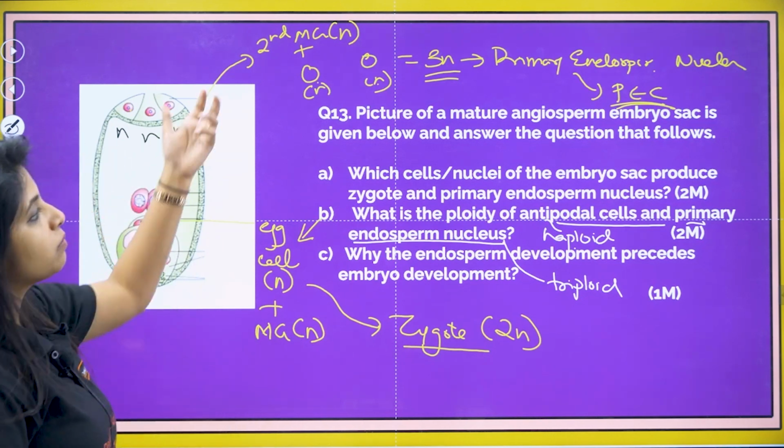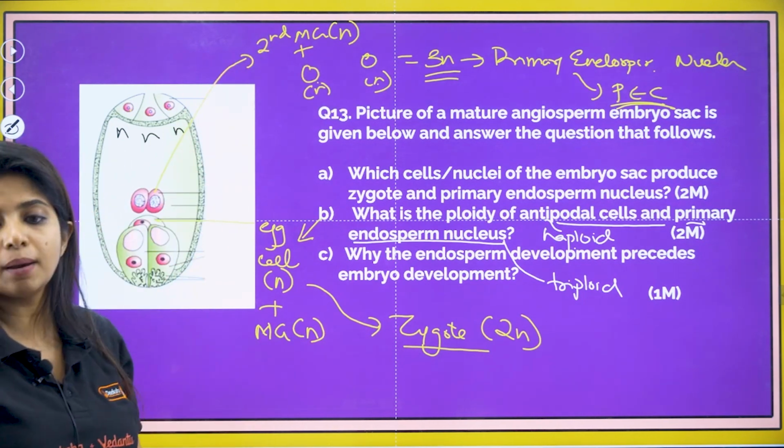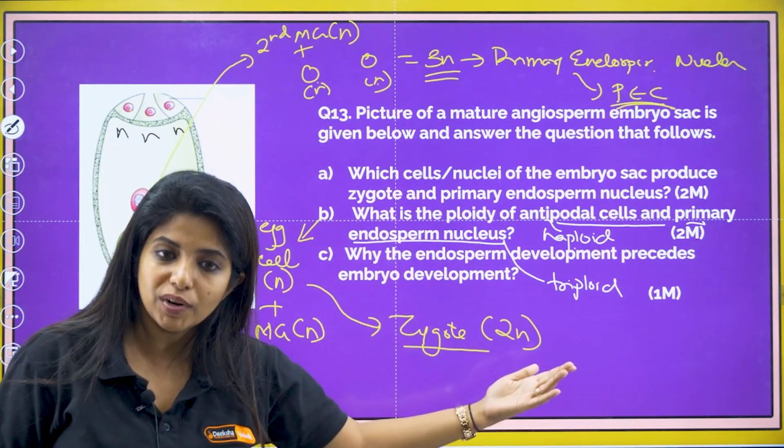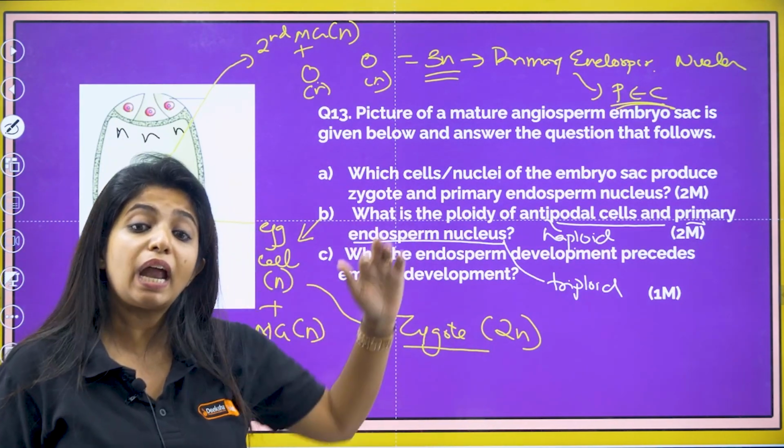Why do you think endosperm develops first and then the embryo? Ma'am, zygote is being formed. This zygote will transform into embryo, right? So before that, why do you think endosperm is needed?